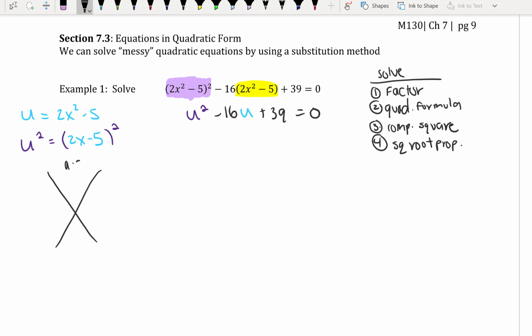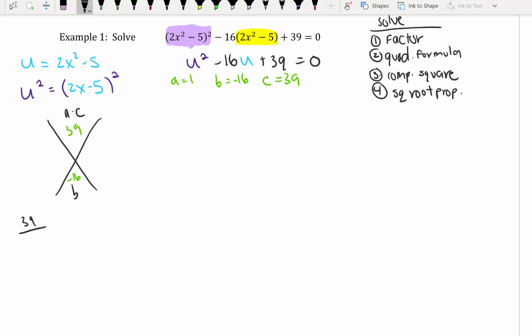So if I were to factor, I would use my AC method and my B value. Here A is equal to 1, B is equal to negative 16, and C is equal to positive 39. So A times C is a positive 39, and my B value is a negative 16. Numbers that multiply to give positive 39: 1 times 39, and also 3 times 13. And 13 and 3 will give me 16, and only if they're both negative. Negative 13 times negative 3 is a positive 39, and negative 13 plus negative 3 is a negative 16.